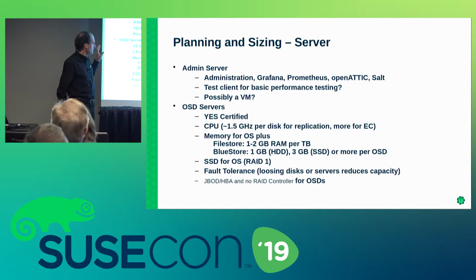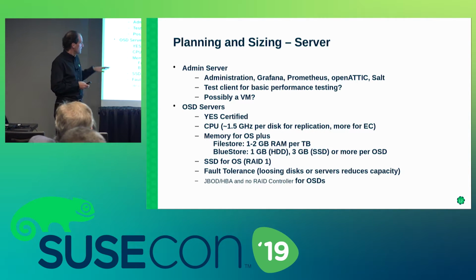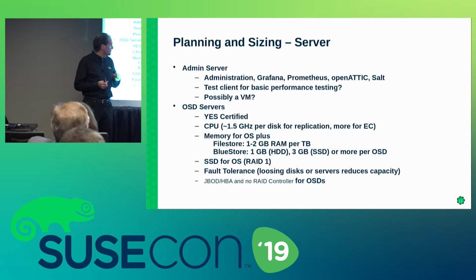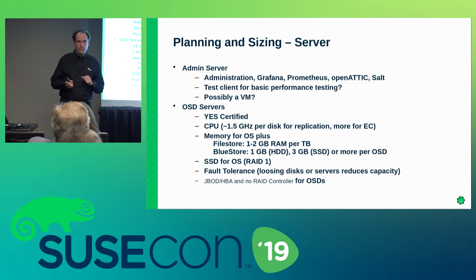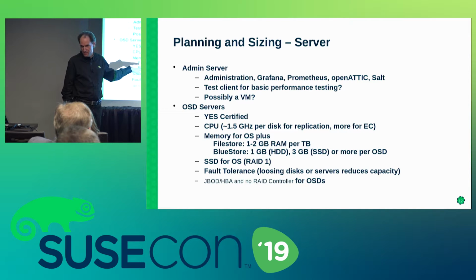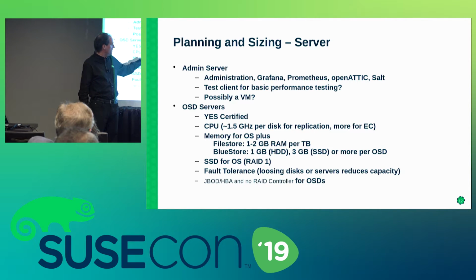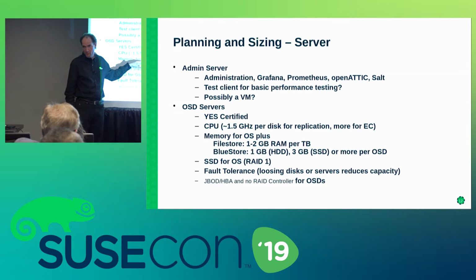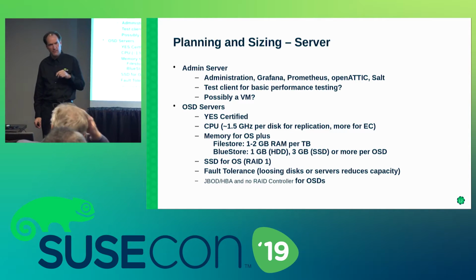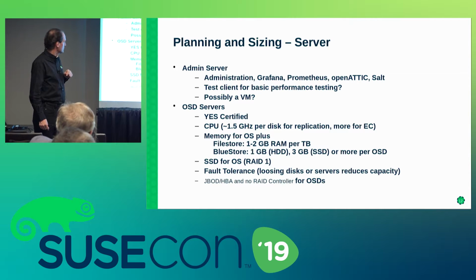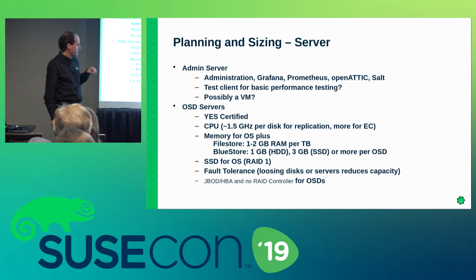Regarding the memory, for FileStore, the recommendation was around 1 to 2 gigabyte memory per terabyte in the server. For BlueStore, the default is 1 gigabyte for the HDDs and 3 gigabyte for the SSDs. Basically, that's the default setup. And obviously, you need to have, for the operating system, additional memory, and each OSD also needs 2 gigabyte, I believe, memory for the daemon itself.